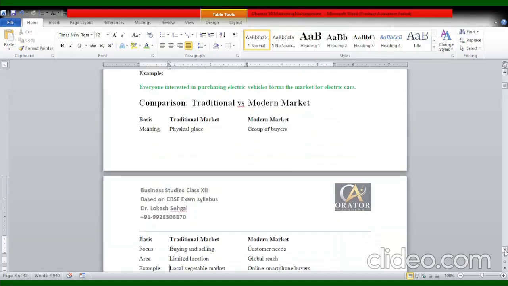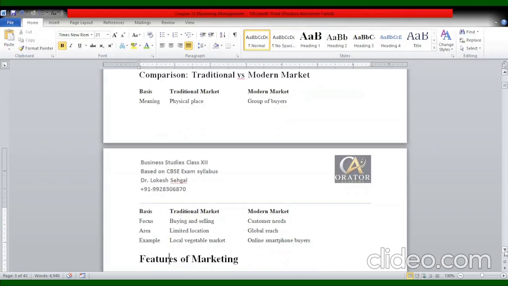Comparison we can see on the basis of meaning. Traditional market is a physical place. Modern market is a group of buyers, right? Group of buyers. It means they can buy from anywhere, any part of the country and any part of the world. They can demand their product and services.